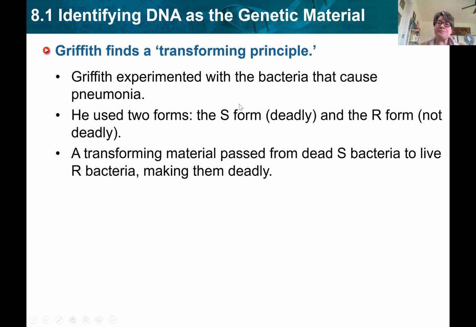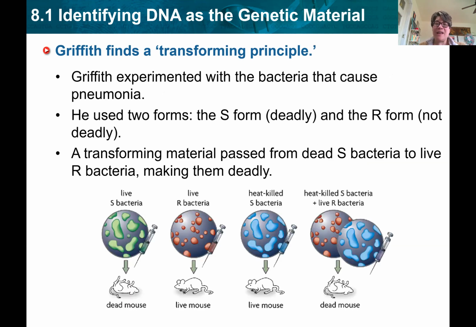The first one was a guy named Griffith, and he was working with mice. He was studying some bacteria that cause pneumonia. He took this live bacteria, an S form, so it was smooth. He injected it into a mouse, and it died, probably of pneumonia. Then he took some R strain, the rough strain, which is just a different strain of this pneumonia bacteria, injected it in the mouse, and it didn't kill it.